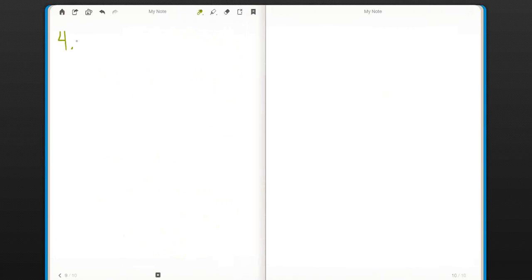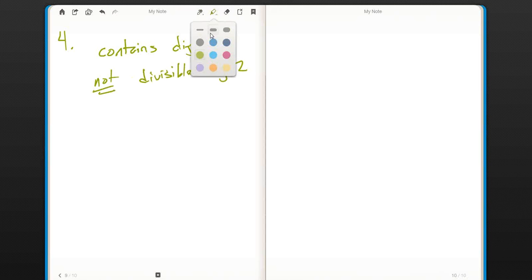Number 4 is a logic problem. You've got a textbook. It's labeled from 1 to 100. We want to know how many pages it contains the digit 2 but is not divisible by 2. Now, when you see the phrase divisible by 2, please have in your mind the idea that that's a nickname for another word you're very familiar with. Do you know what word that is?